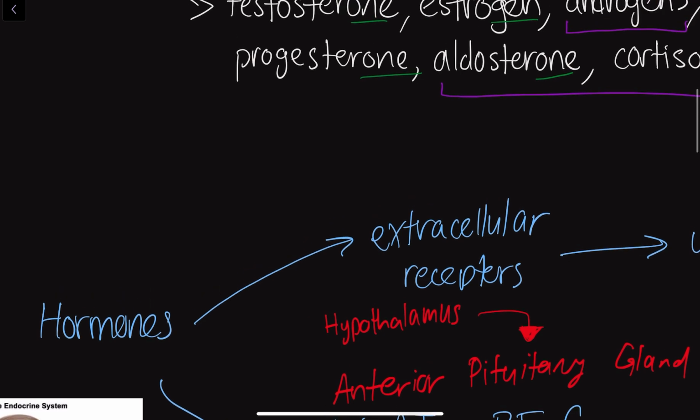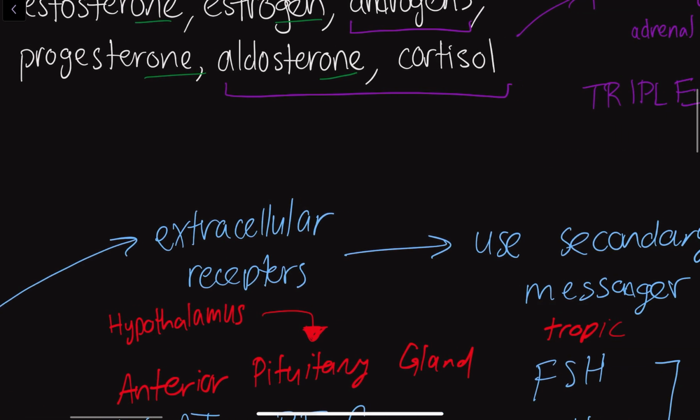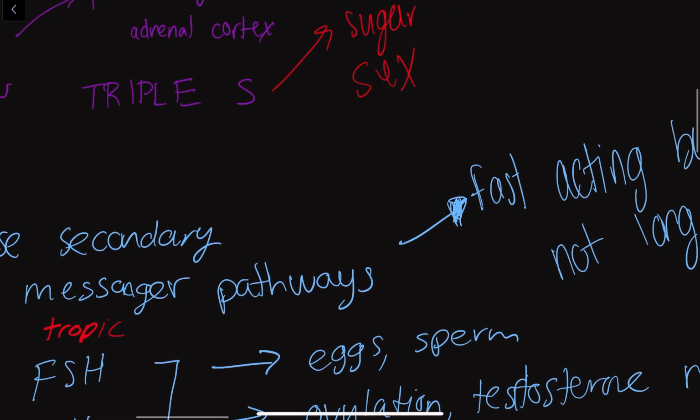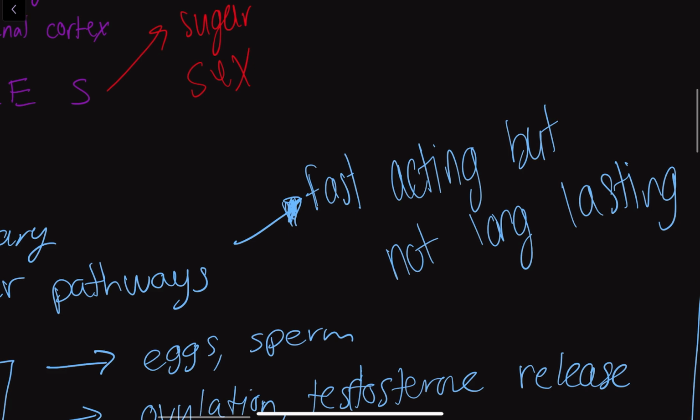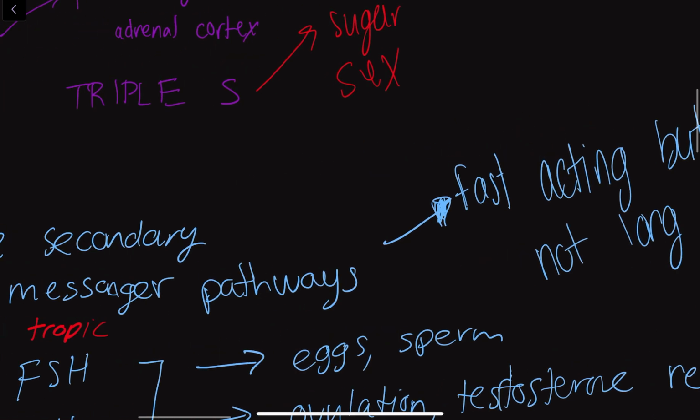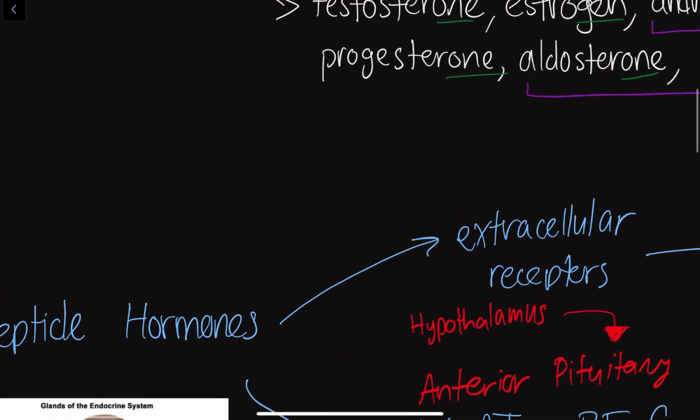And that means that instead of diffusing through the cell membrane, they're going to actually bind to extracellular receptors, and they're going to use secondary messenger pathways such as cAMP. Okay, and what this means is that they're going to be fast acting, because they can directly do whatever their function is, but they're not going to last a long time because they're not changing gene expression.